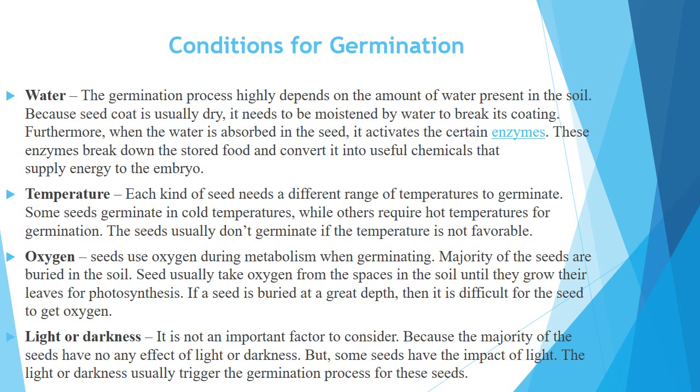Conditions for germination. Water. The germination process highly depends on the amount of water present in the soil because the seed coat is usually dry and it needs to be moistened by the water to break its coating. Furthermore, when the water is absorbed into the seed, it activates certain enzymes. These enzymes break down the stored food and convert it into useful chemicals that supply energy to the embryo.